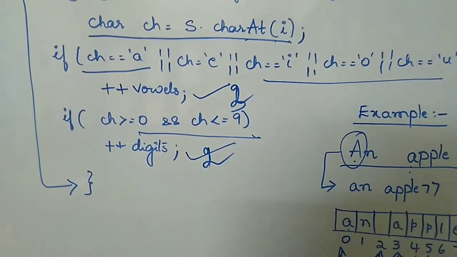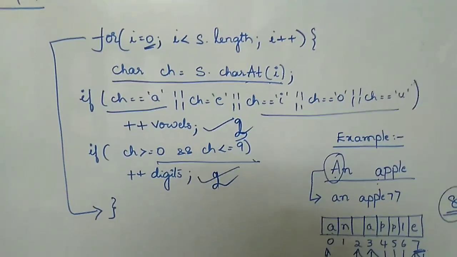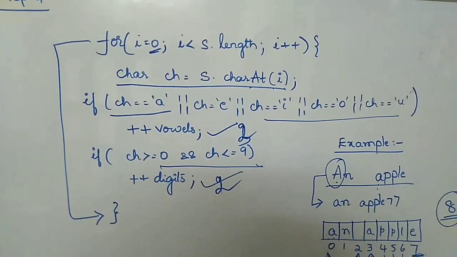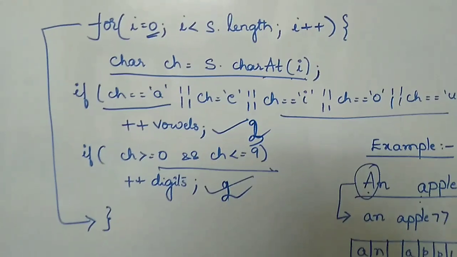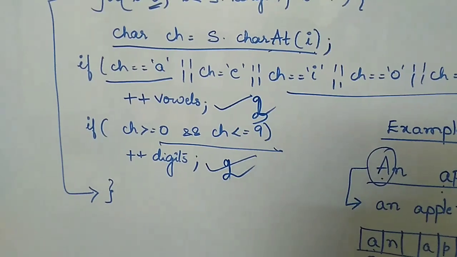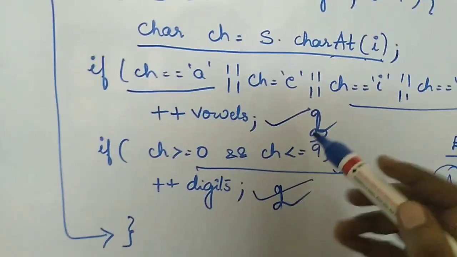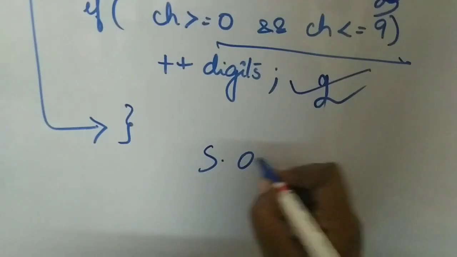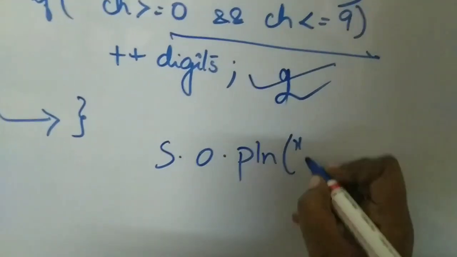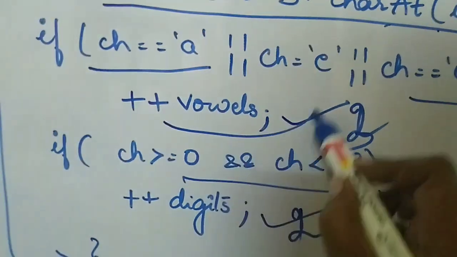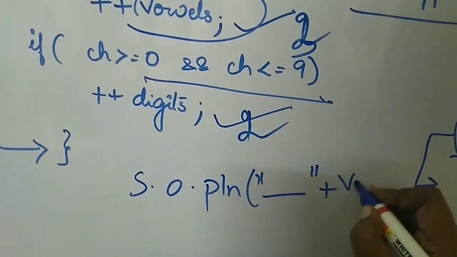And once it reaches the end of the string, this for loop will break. Okay, finally we need to print the answer. So what do I have to display? To display the number of vowels, I will say System.out.println, the number of vowels are, and I'll be printing the counter which is holding the number of vowels, which is the variable vowels.